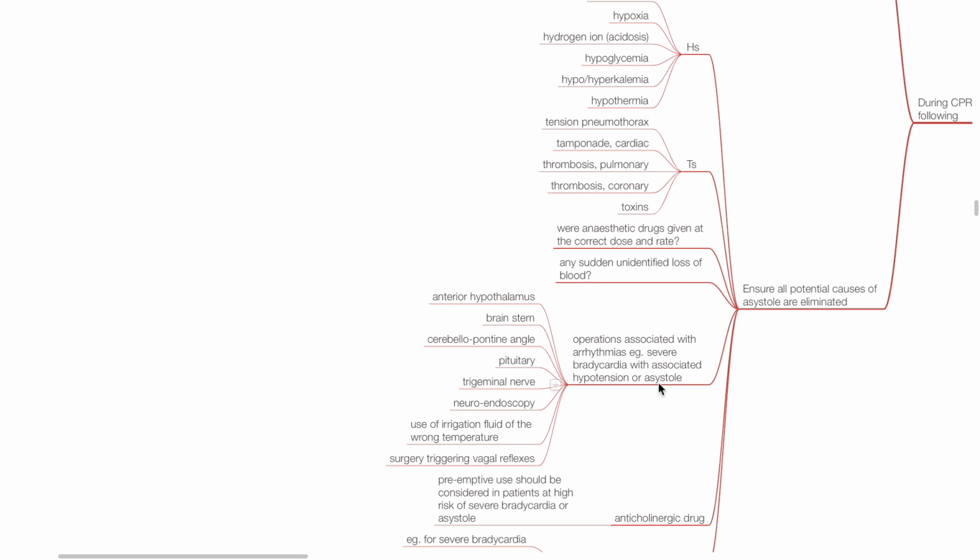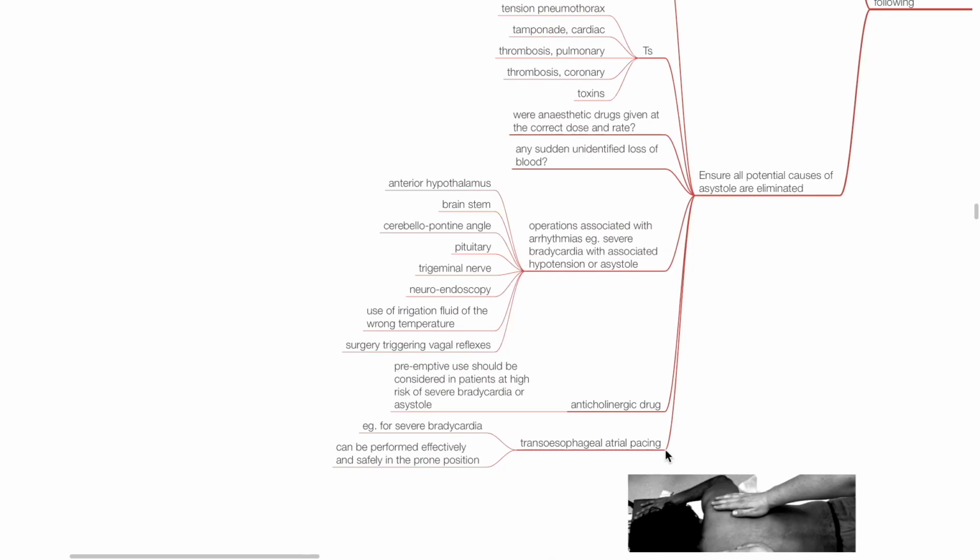Operations associated with arrhythmias include operations on the anterior hypothalamus, brainstem, pituitary, trigeminal nerve, neuroendoscopy, use of irrigation fluid of the wrong temperature, and surgery triggering vagal reflexes. Preemptive use of an anticholinergic drug should be considered in patients at high risk of severe bradycardia or asystole. Transesophageal atrial pacing for severe bradycardia can be performed effectively and safely in the prone position.